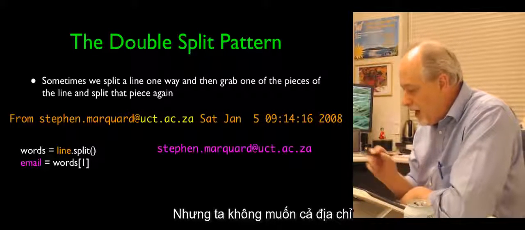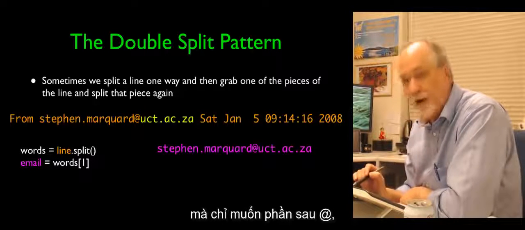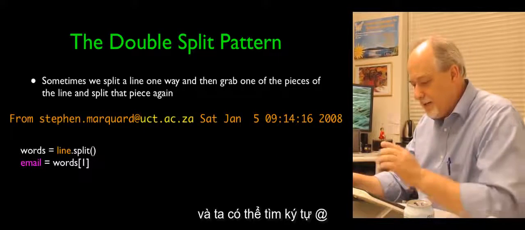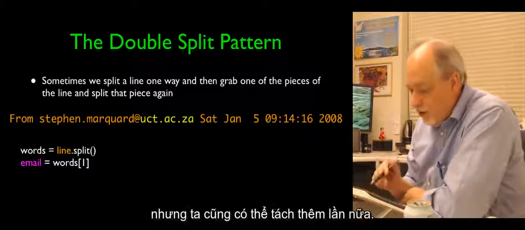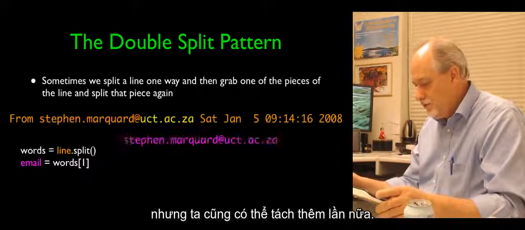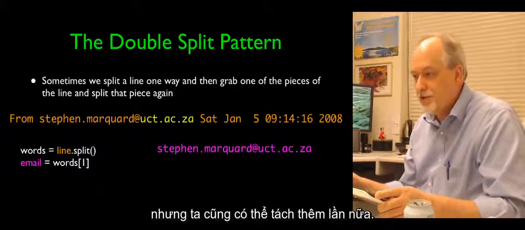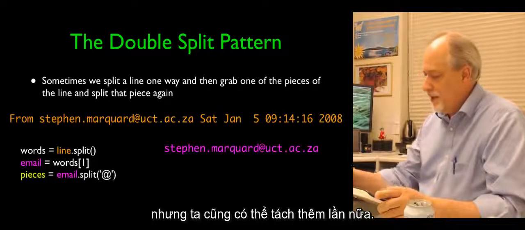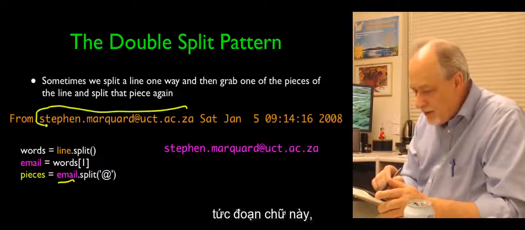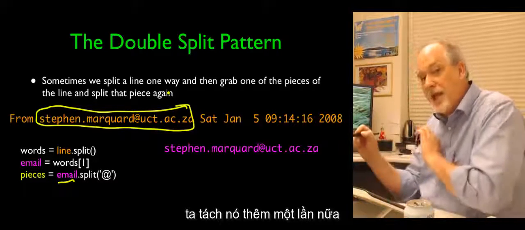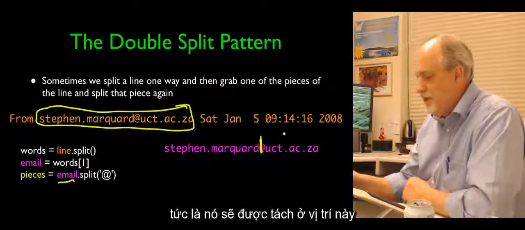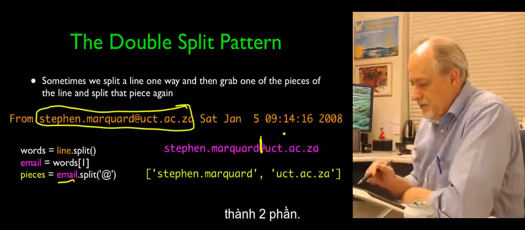Then we don't really want the whole thing. We just want the part after the at sign. And we could do a lookup of the at sign, but you can also do a second split. So we're taking this variable here, email, which is merely this little part right here, and we are splitting it again, except this time we're splitting it based on an at sign, which means it's going to bust it right here and find us two pieces.